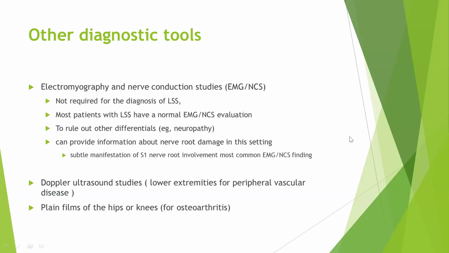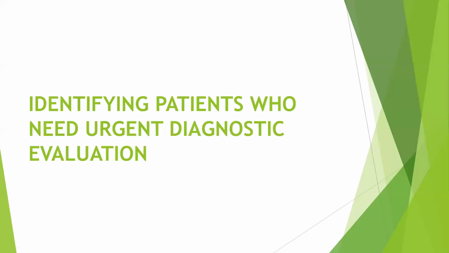Again, Doppler ultrasound, where you're strongly suspecting vascular claudication and want to rule out, or the picture is slightly overlapping and you're not quite sure, you can order Doppler ultrasound studies to rule out peripheral vascular disease. Another simple test is if there is overlap with hip or knee osteoarthritis, you can just order plain films to look at the evidence of osteoarthritis. So this is just ruling out other differentials, or sometimes if there is an overlapping picture in the same patient.